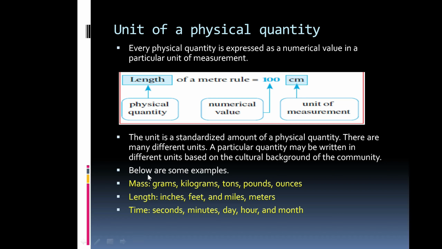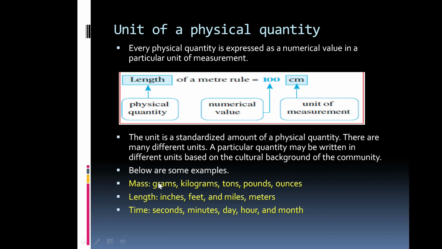Here I'm going to discuss a few examples. For example, mass is a physical quantity. Why? Because it can be measured. It can be measured using a balance, an electronic balance. We have different balances, we have a digital balance, and they are used to find the mass.